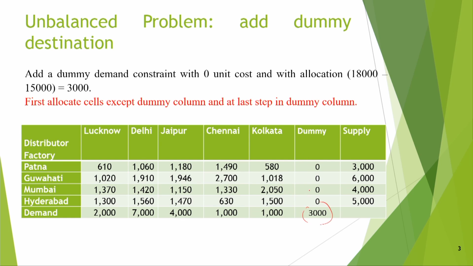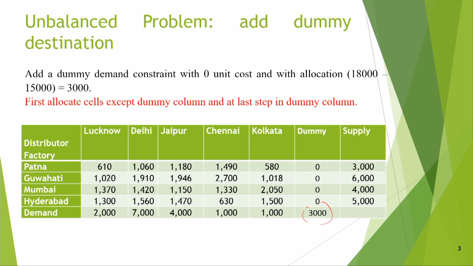This is 3000. The dummy has been created so that somebody can also supply items to the dummy, but that means that the company is not able to supply. So instead of a dummy, you can say the material will go into the godown of that company.